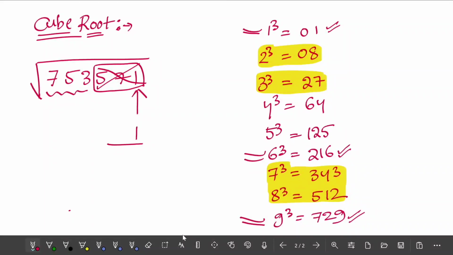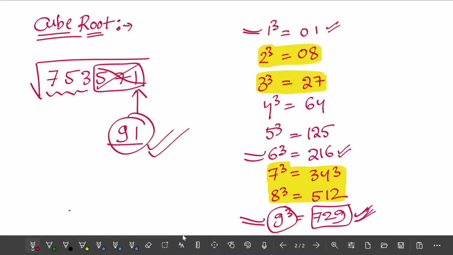Before 753, is there any cube number? 729 is the cube number. The closest number before 753 is 729. And whose cube is this 729? 9's cube. So put 9 here. 91 is our answer. Clear?